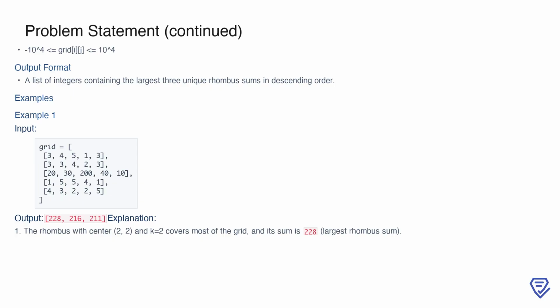In the first example, the grid provided is a 5 by 5 matrix. The largest rhombus sum is 228, which comes from a rhombus with its center at position 2, 2, and a k value of 2. This covers most of the grid and includes values from the center and all its surrounding edges, forming the largest valid rhombus.